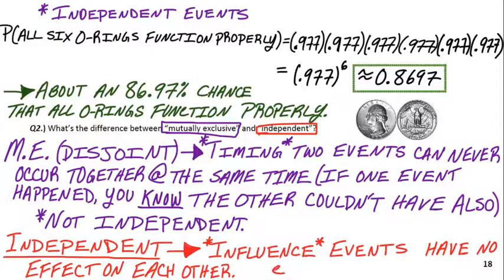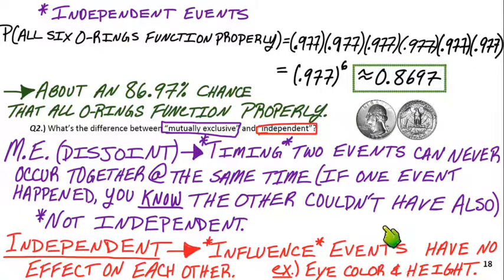An easy example of this that we already talked about, eye color and height. These two events definitely have no effect on each other, but there's definitely brown-eyed people that are above 6 feet tall, so there's definitely overlap within these two events. So just because you're independent doesn't mean there's no overlap. It just means these two variables, these two events, have no effect on each other.